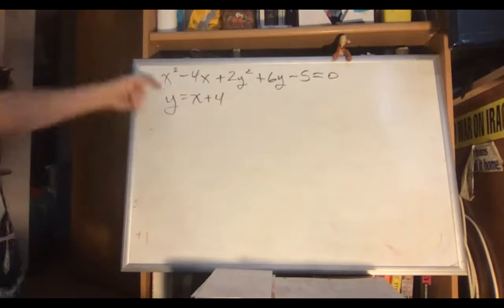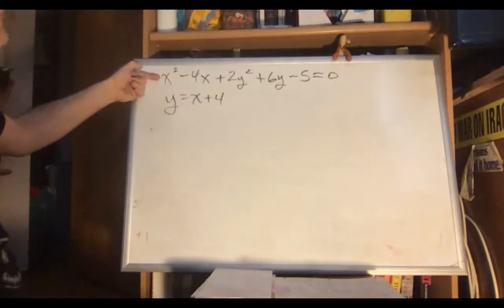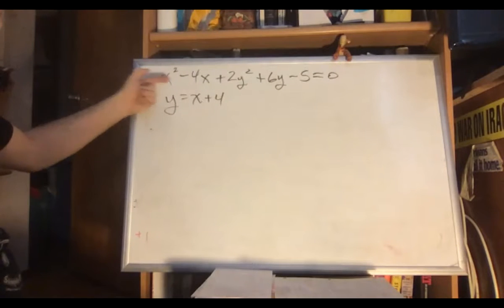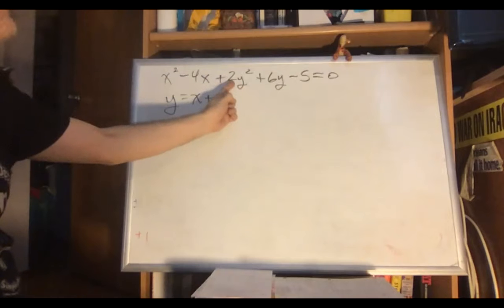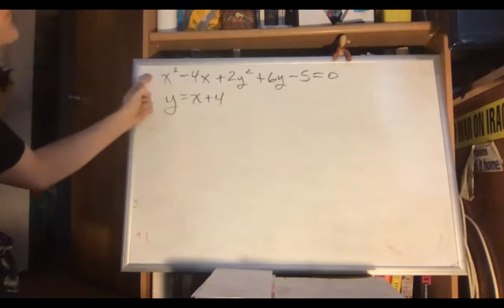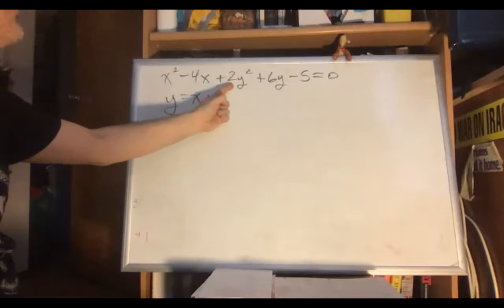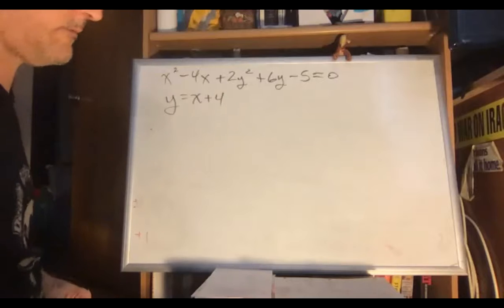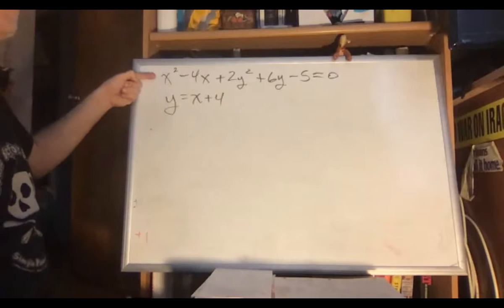All right, now, what is this thing? Notice that the two squared terms, x squared and y squared, don't have the same number. So 1 x squared and 2 y squared. That means this is not a circle. This is an ellipse.